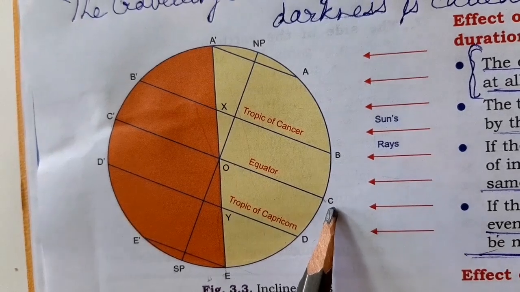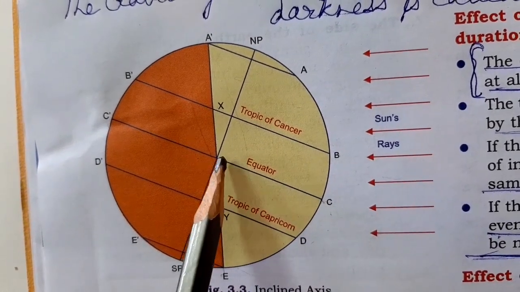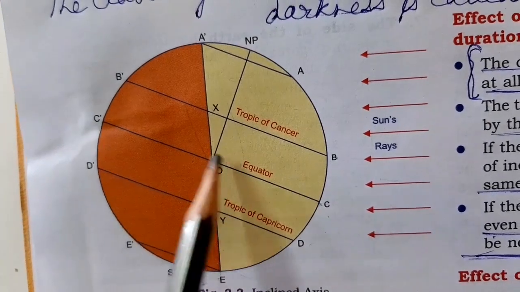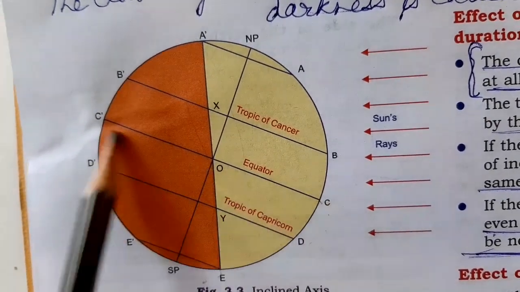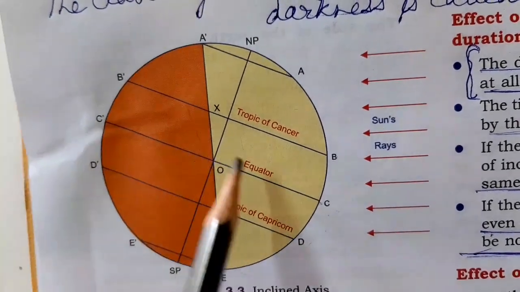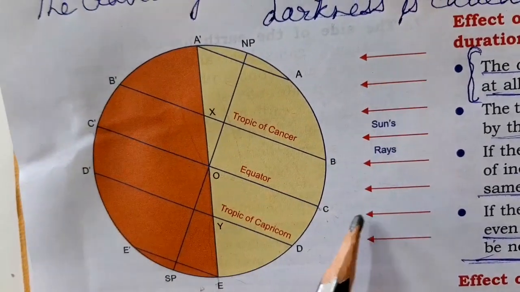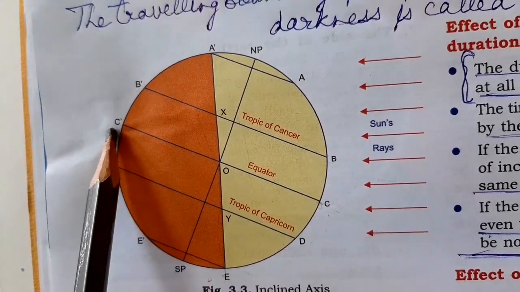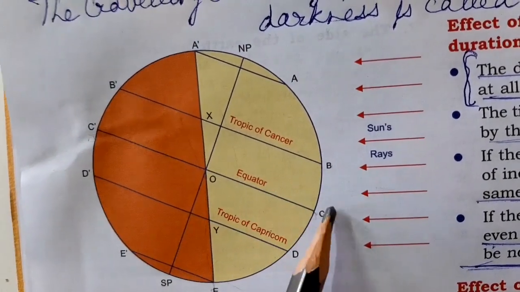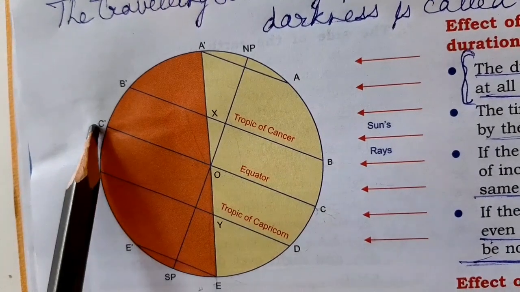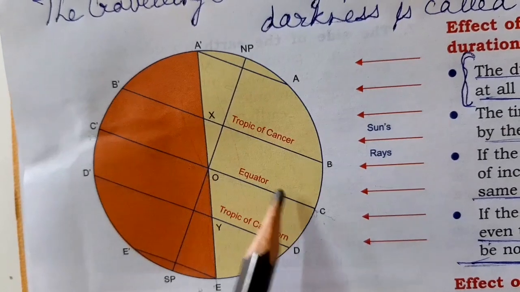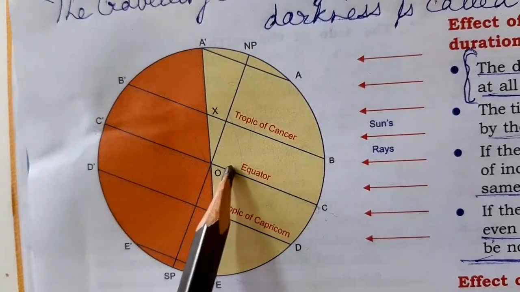Now let's consider point C, and if you consider this OC distance is equal to the OC dash distance. What does this mean? This means the duration of day is equal to the duration of night. Now this point C will reach the C dash point after 12 hours when rotation occurs. But here the duration of daylight is equal to the duration of night. Now this is the case with the equator. On the equator, the duration of day and duration of night is equal.